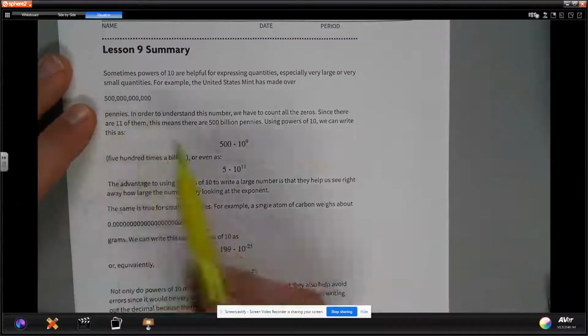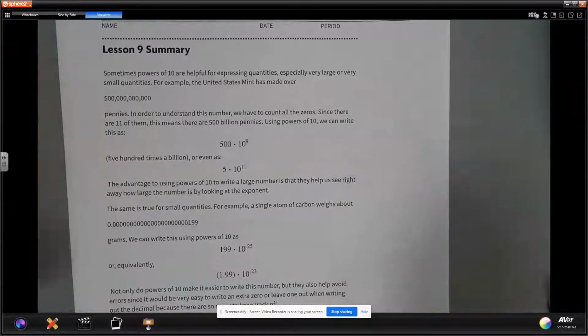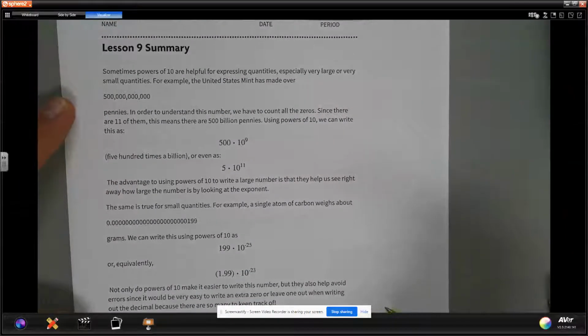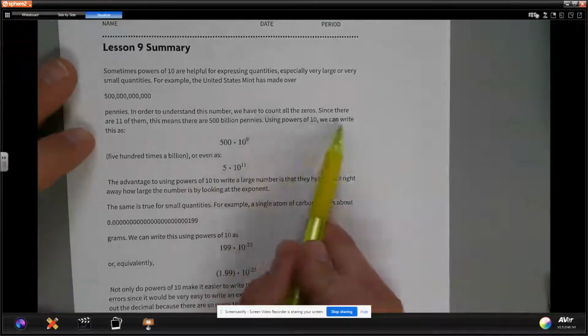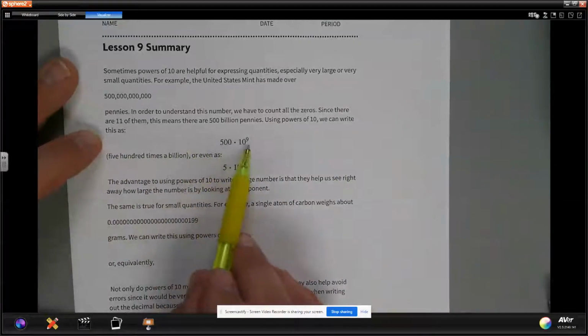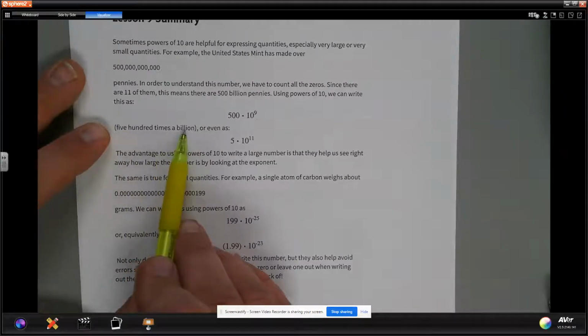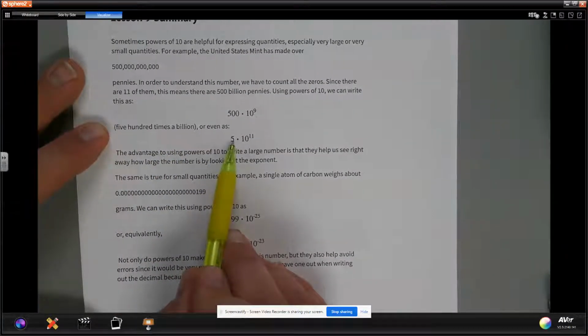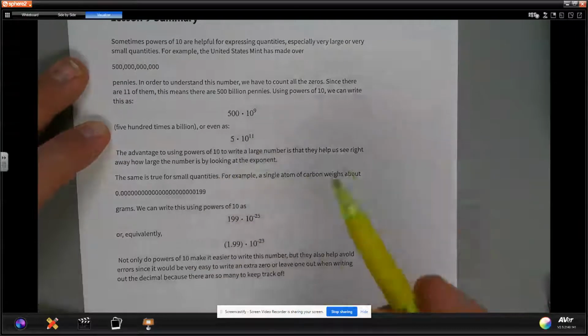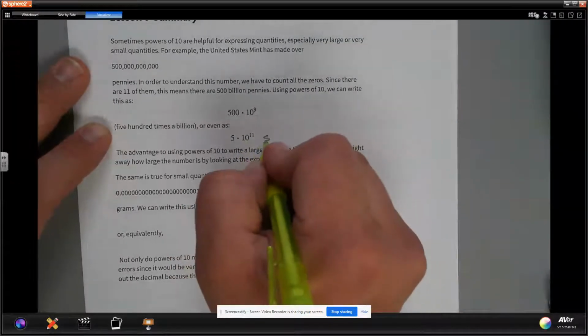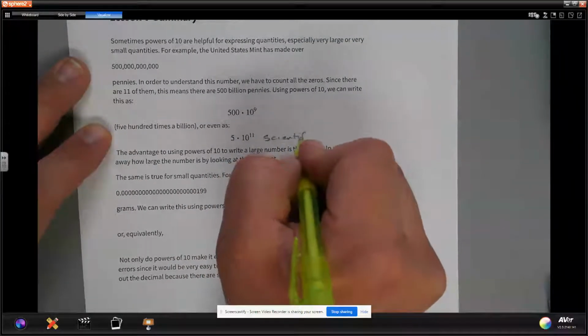For example, there were 500 billion pennies that were made by the US Mint. Okay. There's over that many. So how can I write them? Well, if I write them using a power of 10, we can write it as 500 times 10 to the 9th. We could also write 500 times a billion as 5 times 10 to the 11th power. This is scientific notation.